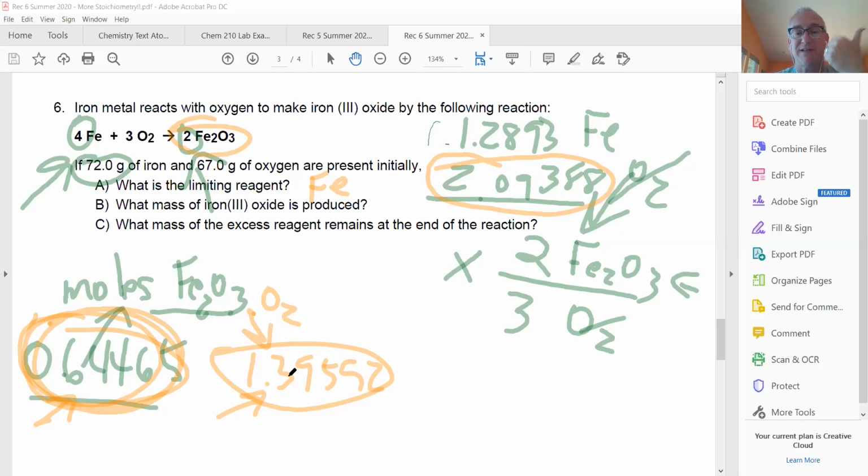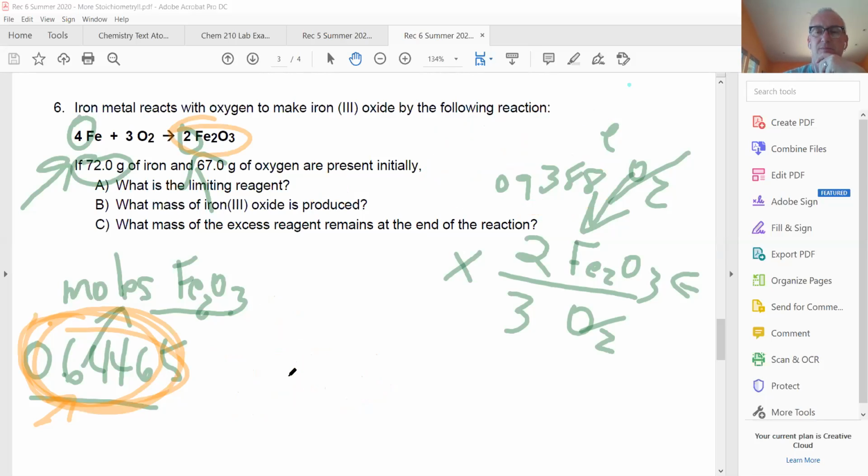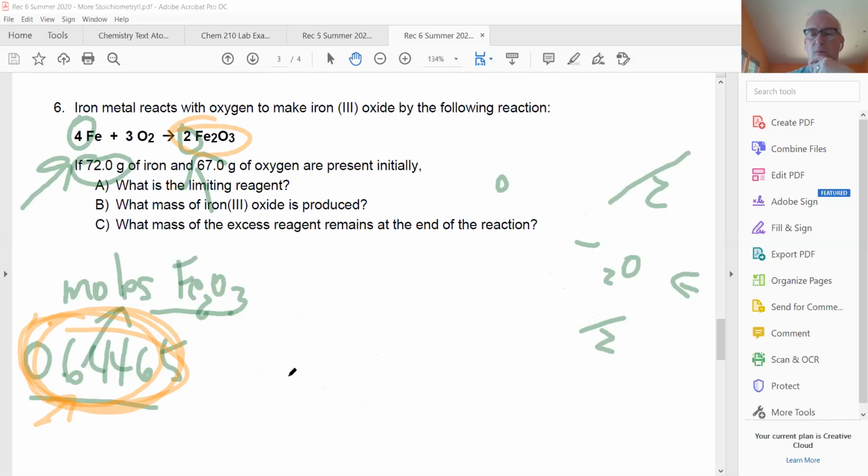The tricky thing is, what's the mass of the excess reagent? That's the one that everyone has trouble with. So how do we figure out how much excess we have left? I'm going to use this number, 0.64465 moles of Fe2O3, to tell me how much oxygen I'm going to have left. How do I do that?